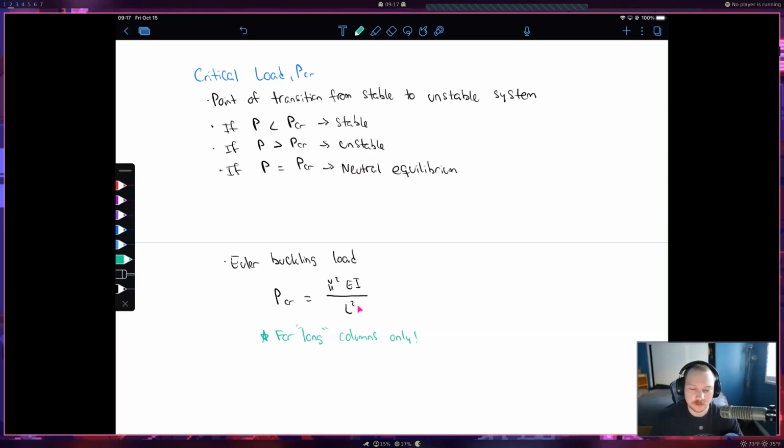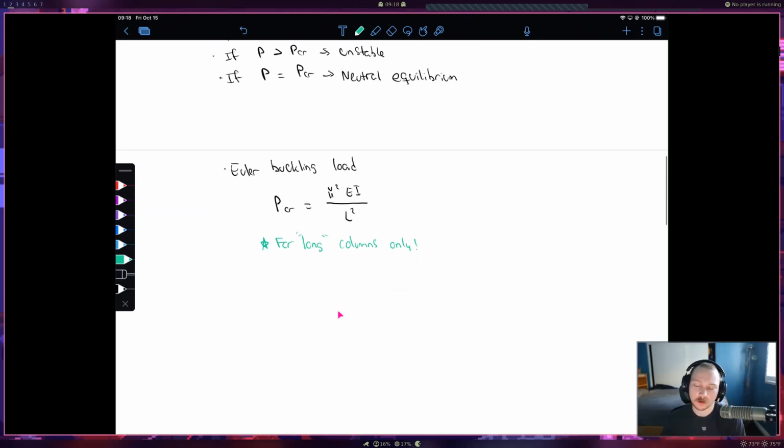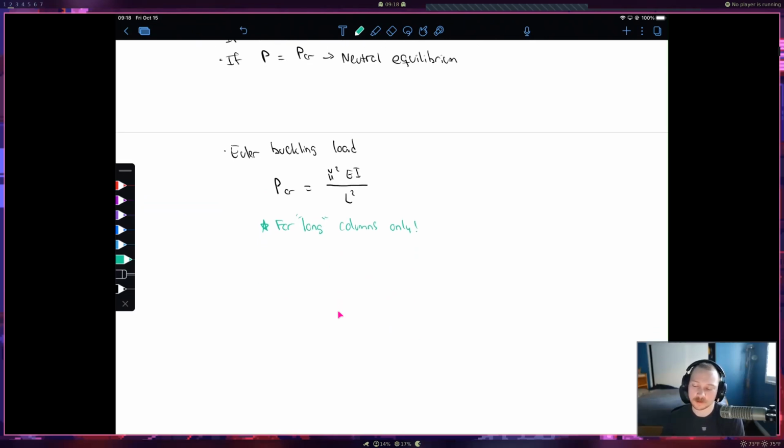So, as you can see, the length is to the power of 2, so the length has a very drastic impact on the critical load. If we make our column shorter, it's affecting our critical load to the power of 2. So short columns are going to have a very high critical load, meaning that we need a very large load until there's failure. But for a really long column, the critical load is going to be very small, so we're going to fail pretty early on.